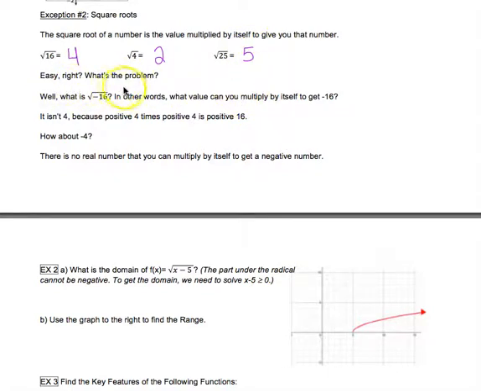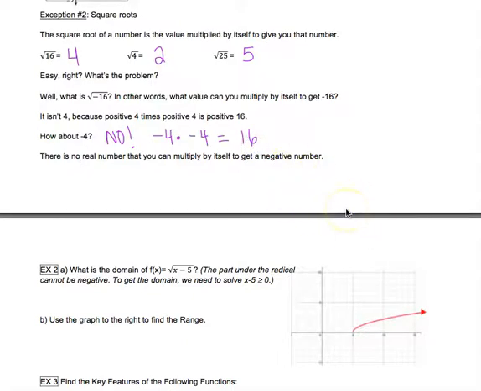So you're thinking easy. What's the problem? Why are square roots this exception? It's because of this. What is the square root of negative 16? In other words, what can you multiply by itself to get negative 16? So you might think 4, but it isn't 4, because 4 times 4 is positive 16. What about negative 4? If this is a negative, wouldn't it make sense that this should also be a negative? But this is a no also, because negative 4 times itself is also a positive 16.